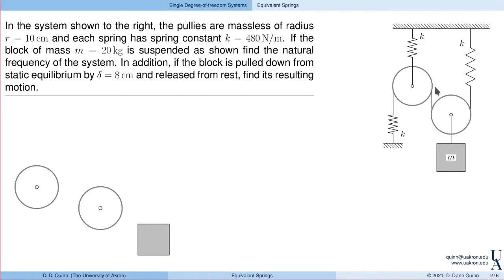So what I'd like to do is model this system and find the natural frequency. Then, if I pull the block down from its static equilibrium position by delta equals 8 centimeters, so basically I'm taking this block and moving it down by 8 centimeters and then releasing from rest, I want to find the resulting motion. So in particular, this pulley system acts like a single spring.